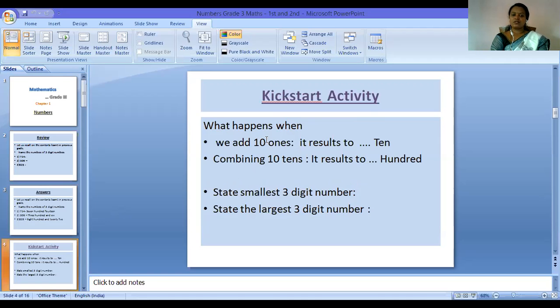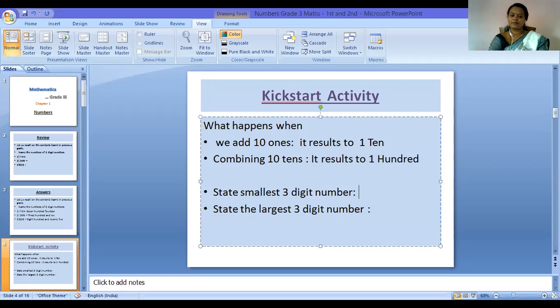Now let us move on to one of the kickstart activities. Can you tell me if we add 10 ones, what does it result to? Yes, it results in 10. Whereas combining 10 tens, it results in how much? Yes, it results in 100. Can you tell me which is the smallest three-digit number? Exactly, 100. And the largest three-digit number? 999.